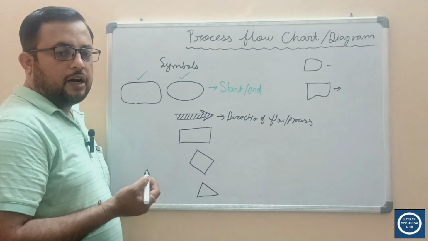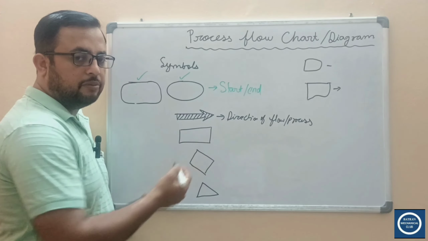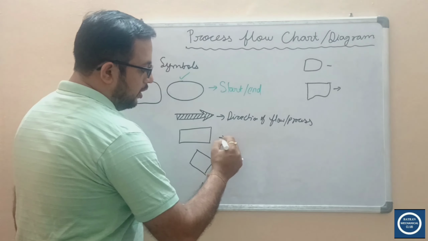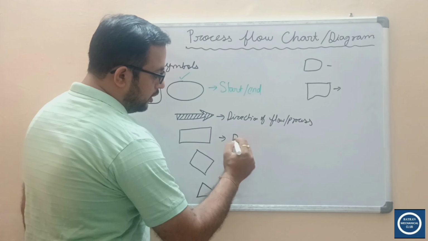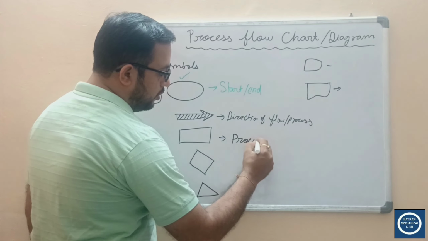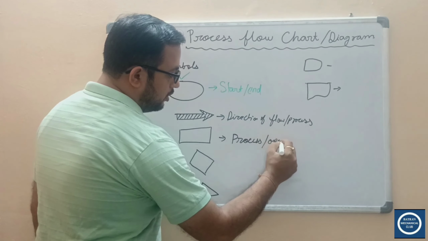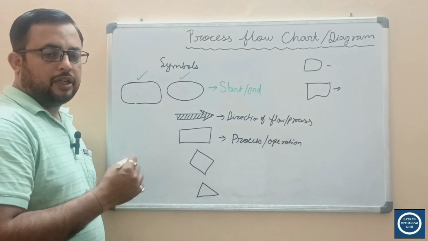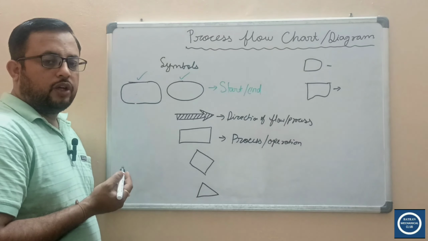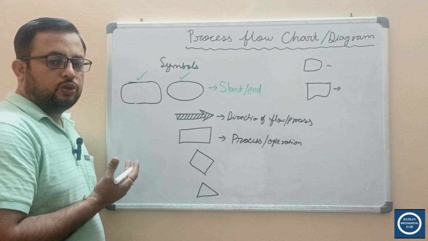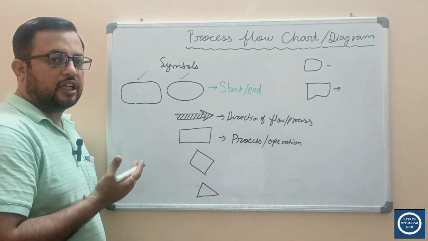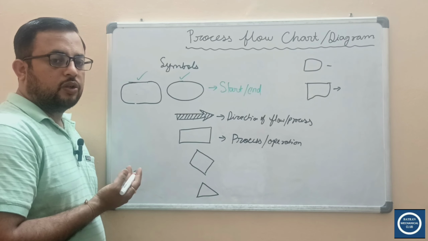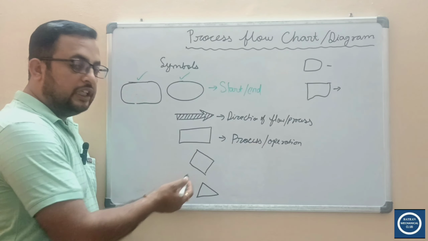After that we have this rectangle symbol. This rectangle symbol represents the process or the operation. Wherever any operation or process is going on, we symbolize it by a rectangular box. So this rectangle or square box shows instructions, actions and activities which are going on in a product.